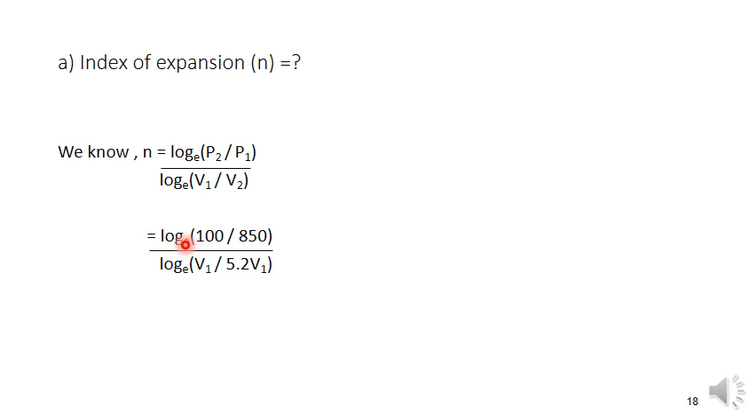So first, using the calculator, calculate ln 100 divided by 850, equal to that answer, divided by the V1 in the numerator and V1 in the denominator. After cancelling, there is 1 divided by 5.2. So ln of 1 divided by 5.2 gives an n value of 1.3. The index value is 1.3.